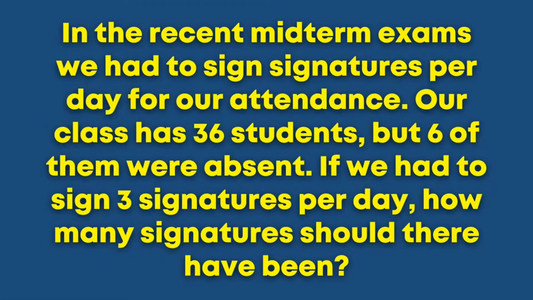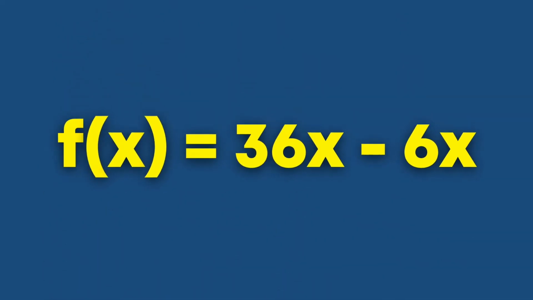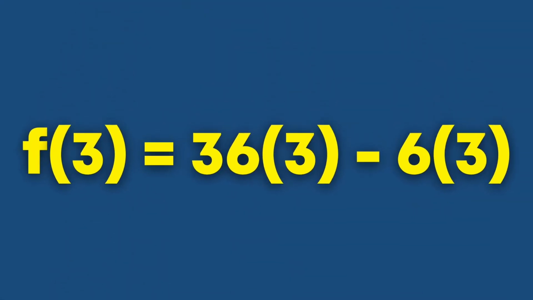The recent midterms exam, we had to sign signatures per day for our attendance. Our class has 36 students, but 6 of them were absent. If we had to sign 3 signatures per day, how many signatures should there have been? We can have f(x) = 36x - 6x as our equation, since 36 represents the total of students, while 6 represents the count of absences. Since we had to sign 3 signatures per day, 3 will become our representative of x.